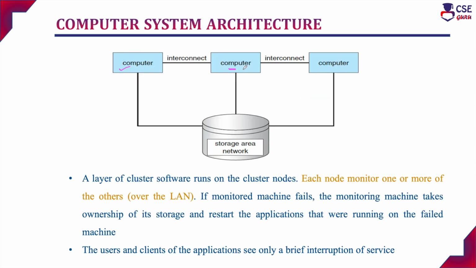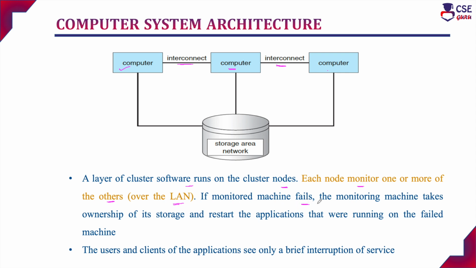And here there are three independent computer systems. All three independent computer systems are interconnected through a network. And all these three systems will share a common storage area network. So here a layer of cluster software runs on the clustered nodes. And each node monitors one or the other nodes via the network, either LAN or the interconnected network.